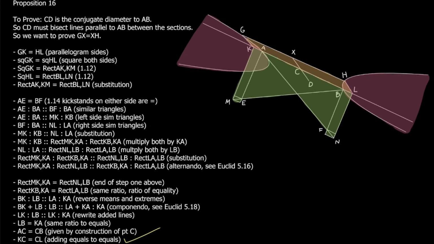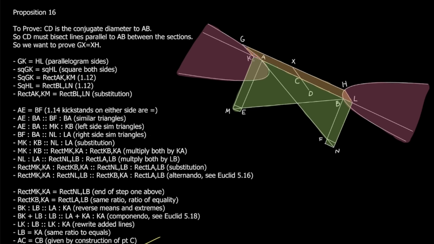So now we'll look at this diagram, and we have KC is equal to CL within these parallelograms GKCX and XCLH. And since they're parallelograms, then we know that KC will be equal to GX and CL will be equal to XH. So that means that GX must also be equal to XH.